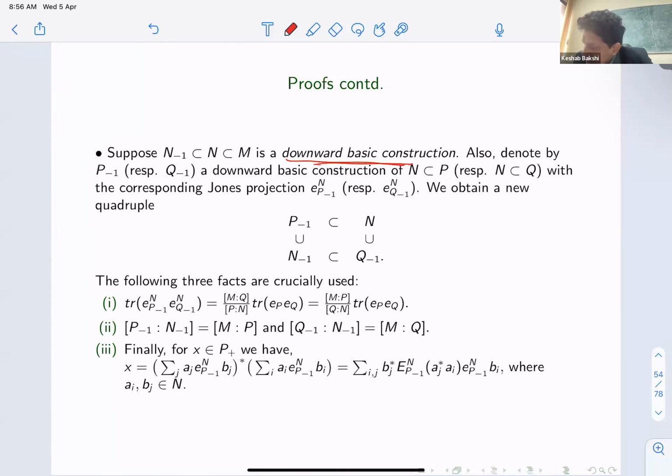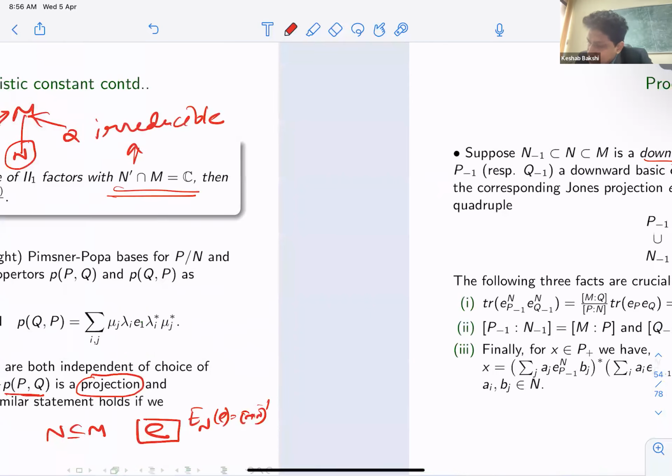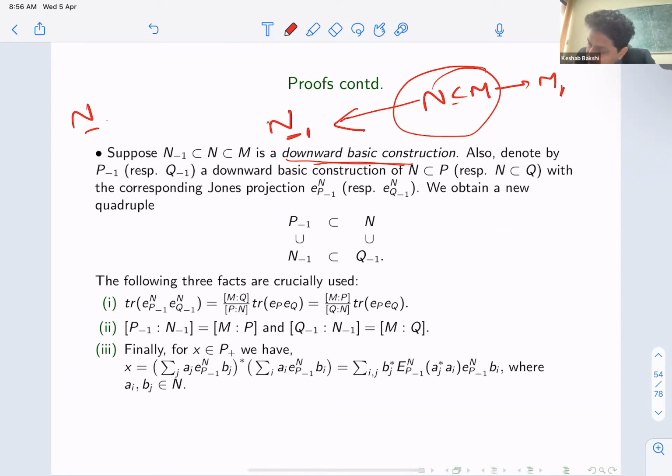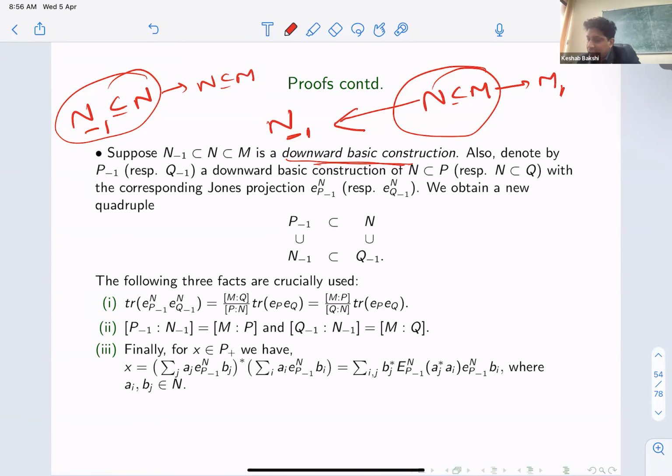What is downward? I won't go into the detailed proof, but let me say the downward thing. As I said, from N subset M, we went to M1 for the forward direction basic construction. Similarly, in the downward direction, we can obtain another II_1 factor, N minus 1, such that N minus 1 subset N, and this basic construction will be N subset N. One can do a similar thing for the quadruple also. So we can obtain a downward basic construction of a quadruple.